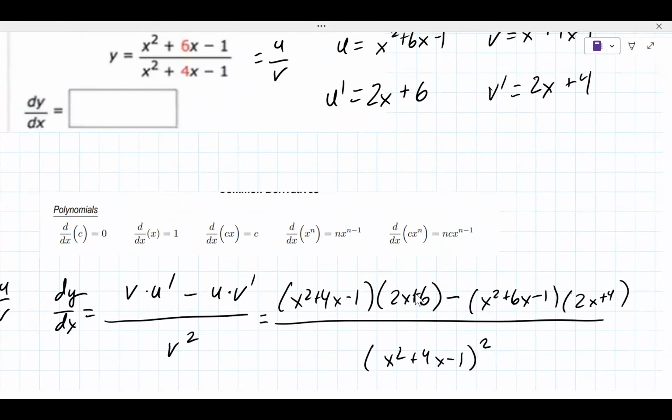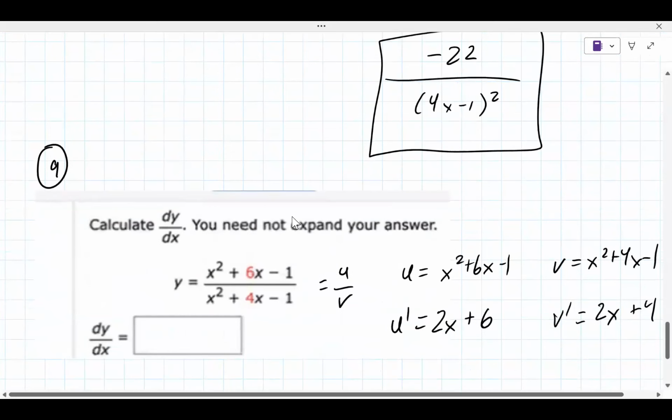So I would just type this whole thing and not even simplify it. Don't simplify this. Is there a reason why we don't simplify it? It normally will say in the problem not to. This one I think says that you need not expand your answer. Okay, I will type that in at the end.